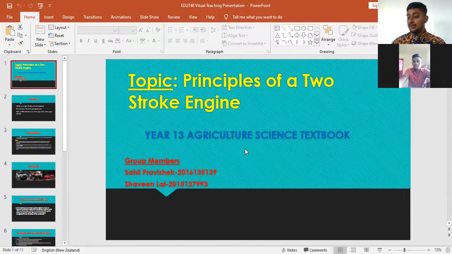It is a must for students to know the basic principles of the farm machines, which include the two-stroke and four-stroke engines. This lesson mainly focuses on the two-stroke engines, whereas the lessons before this one were about four-stroke engines. So firstly, the topic is the principles of a two-stroke engine. It is derived from a Year 13 agricultural science textbook.